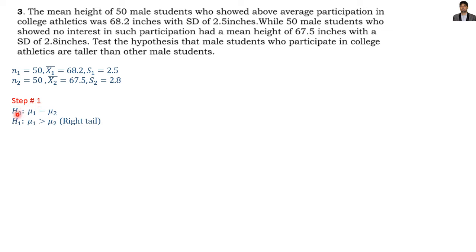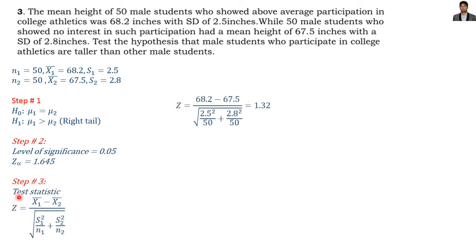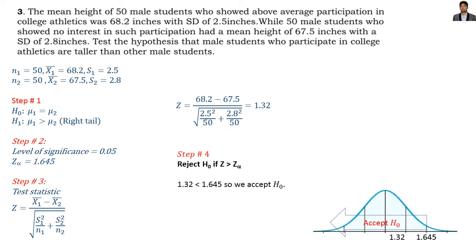Step number 1, H0, mu1 is equal to mu2. H1, mu1 is more than mu2. It is a right tail test or one tail test. So we have formulated our hypothesis. Step number 2, level of significance is equal to 0.05, and from the table of z distribution we got 1.645. Step number 3, test statistic. Put all the values in this formula and we'll get 1.32.